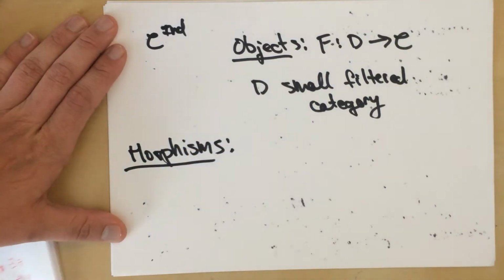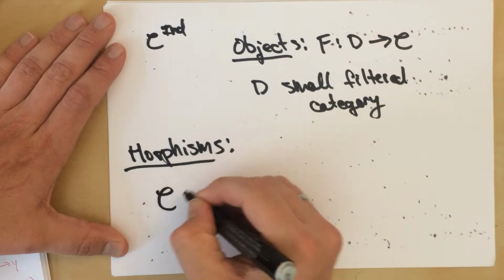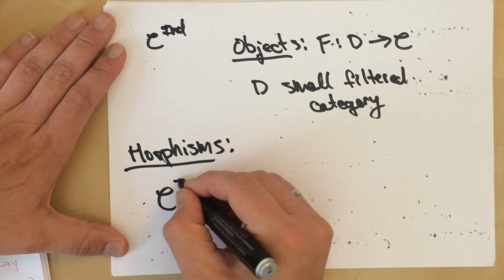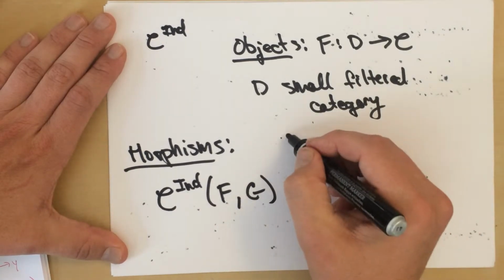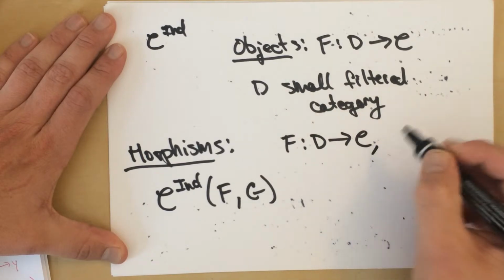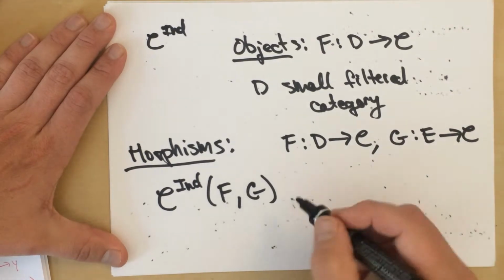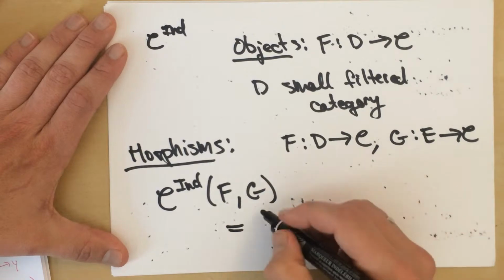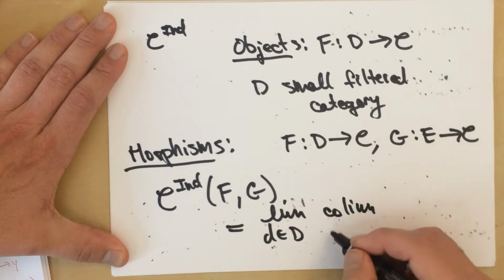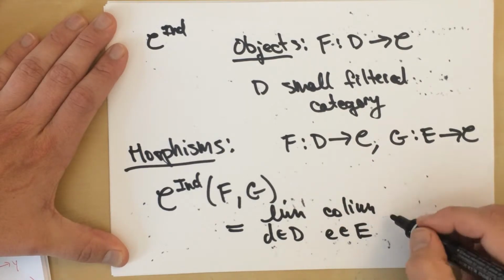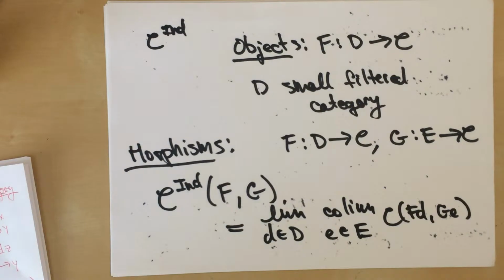Well, I'm just going to say what they are, and then I'm going to explain how we get this. So the morphisms: if I have two such diagrams, C, and I take this end, and then I take two diagrams, F and G, and let's say F is from this diagram, and G is from this diagram, E to C. Then this thing here is going to be defined to be equal to, well, you take the limit over the first diagram, then the co-limit of the second diagram here, like so, and you do C of F, D, G, E. Okay, so this is what the morphisms are.